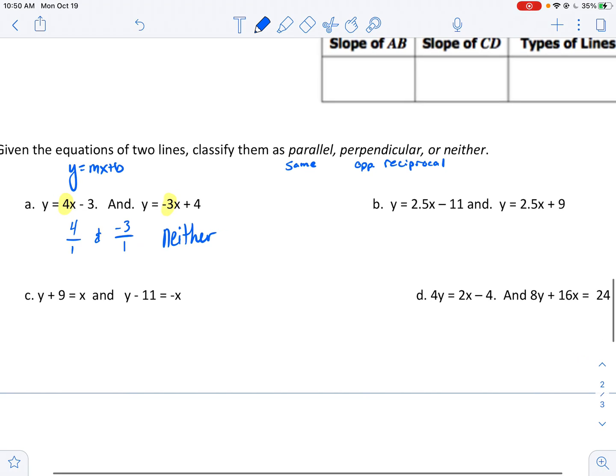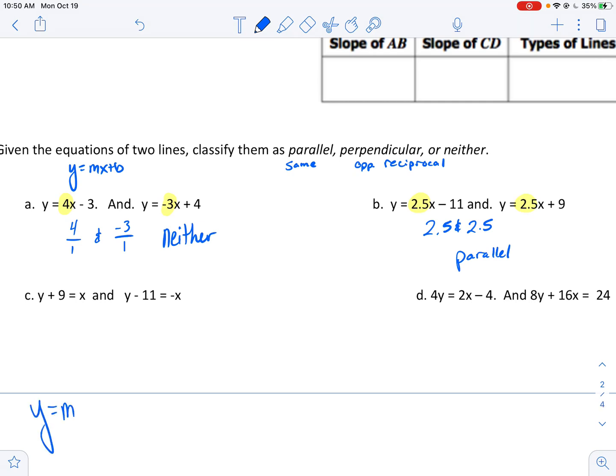Okay, let's try B. Again, look at that number in front of the x, 2.5 and 2.5. And if that's the same number, then those must be parallel. And for these last two, we have to get the y by itself. We need to get it in that y equals mx plus b format. So I'm going to subtract 9 to both sides to get y equals x minus 9, and I'll add 11 to both sides over here to get y equals negative 1x plus 11.